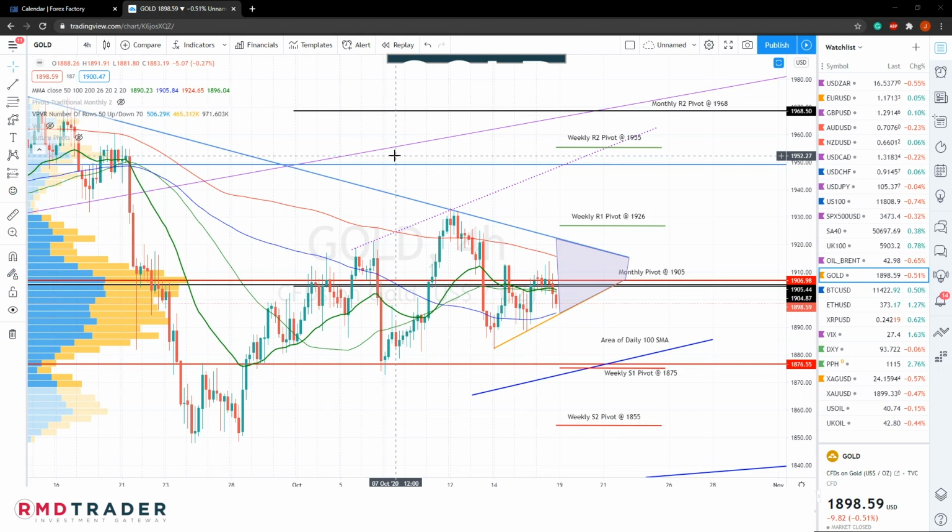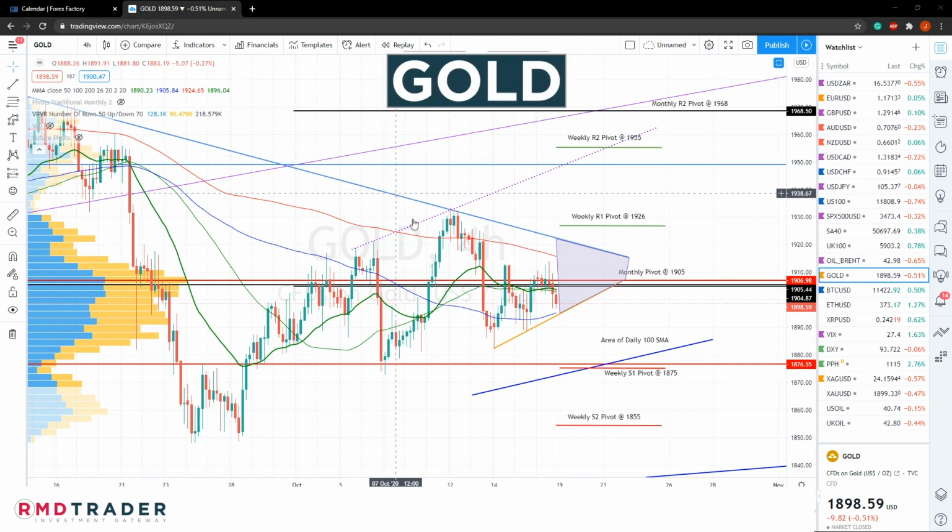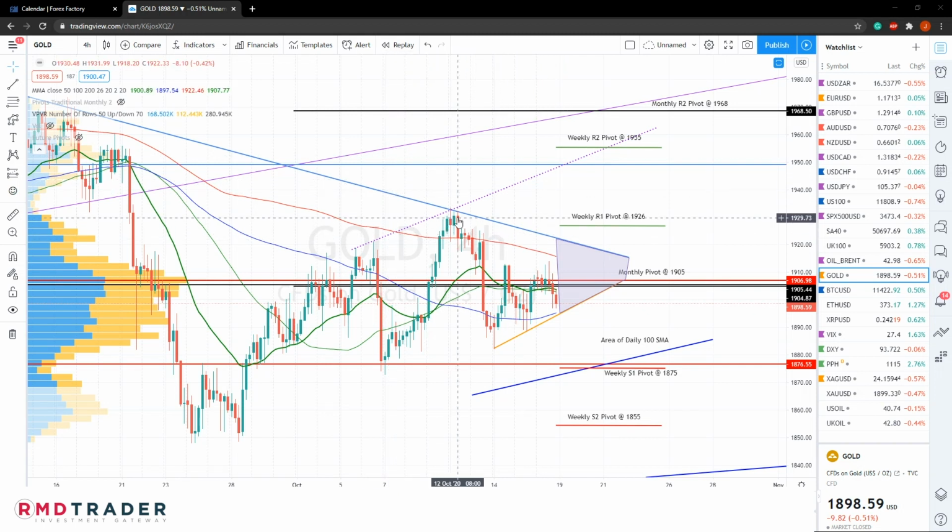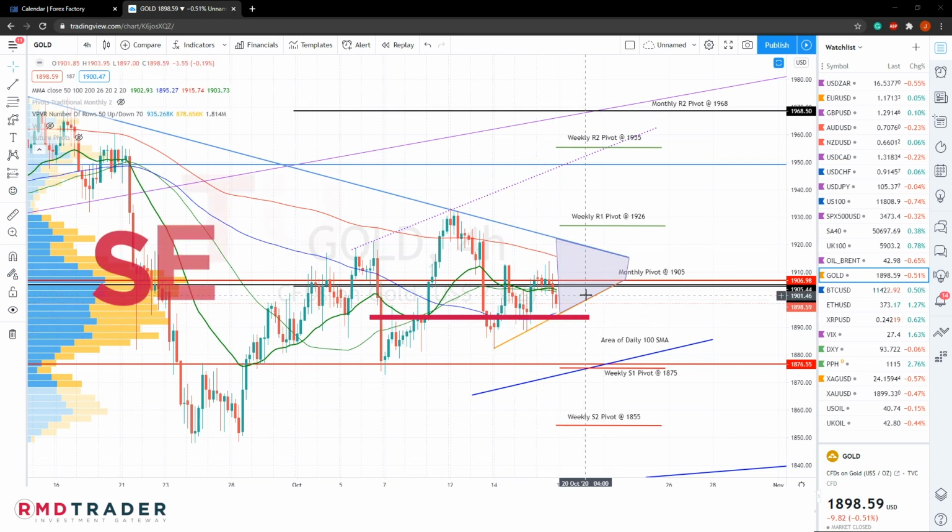And now moving on to our precious metal gold. Gold last week getting rejected from the upper diagonal boundary and finding some support then on our 4-hour 100 SMA. It then proceeded to consolidate just below the monthly pivot at 1,905, where it has closed just shy of it on Friday. But the good thing is we now also have clear boundaries, diagonal boundaries going into this week.